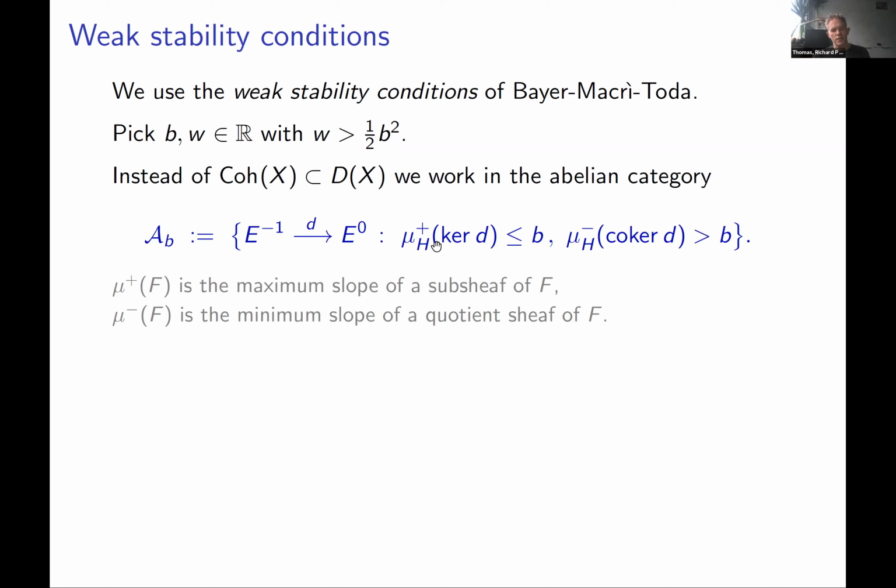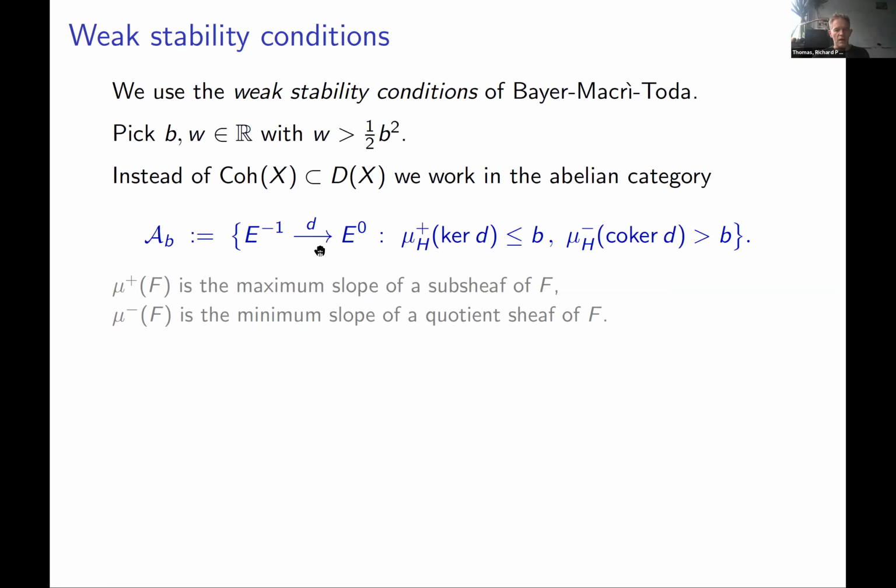With conditions on the slopes of their cohomologies, the cohomology sheaves of this complex, so the kernel and the cokernel. So this is something called a tilt of the usual abelian category of coherent sheaves. But again, that's for another talk. Okay, either you've seen this kind of thing or you haven't. There is some kind of abelian category that we work in. It uses two-term complexes, and that's extremely important to us because you'll see we're going to need two-term complexes.